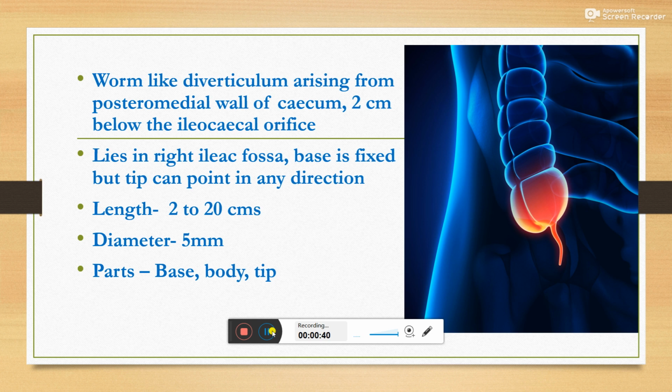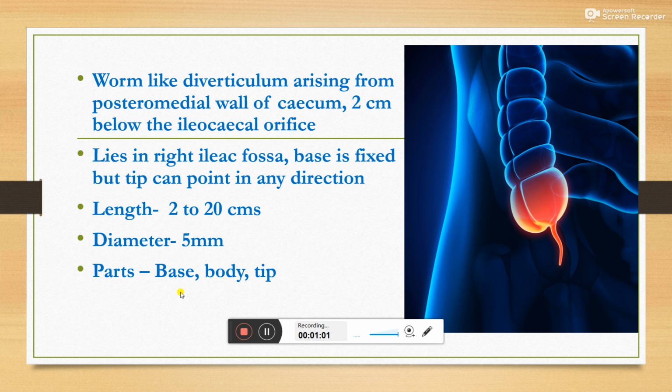It is longer in children than in adults. The diameter is about 5 millimeters. The lumen is quite narrow and may be obliterated after mid-adult life. The appendix is divisible into three parts, that is the base, body and the tip.